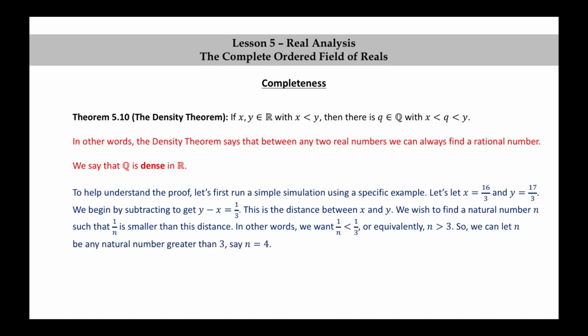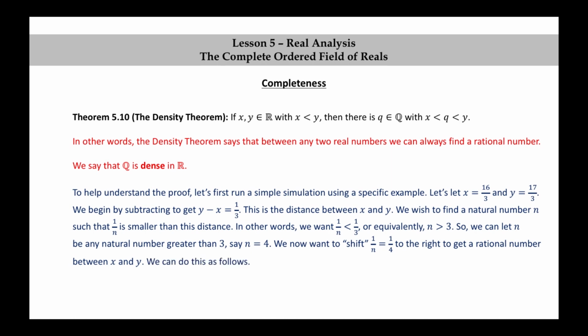So we can let n be any natural number greater than 3. Let's say n equals 4. We now want to shift 1 over n equals 1/4 to the right to get a rational number between x and y. We could do this as follows. We multiply n times x to get nx. So n is 4, x is 16/3. 4 times 16/3 is 64 over 3.